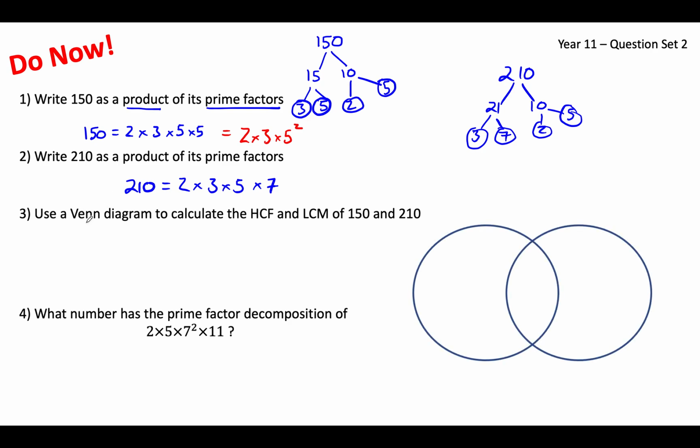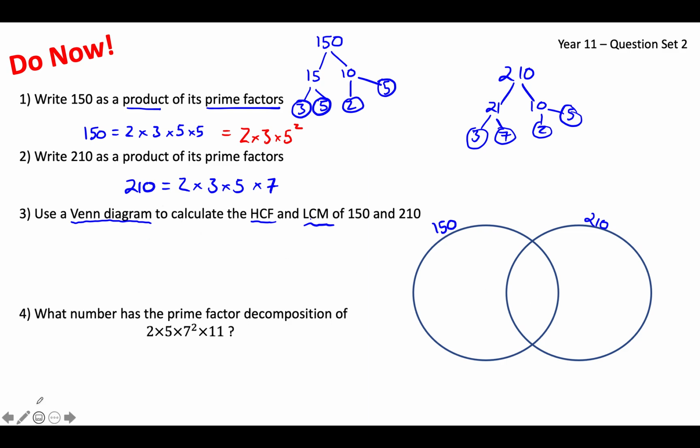Now, next one, use a Venn diagram to calculate the HCF and LCM of those 2 numbers, the 2 numbers that we actually found in part 1 and part 2. So one circle, that's Murphy. He really, really likes Venn diagrams. That's why he's having a little bark. 150. Right, so that circle represents all the prime factors for 150. That one represents it for 210. And the bit in the middle is what they share.